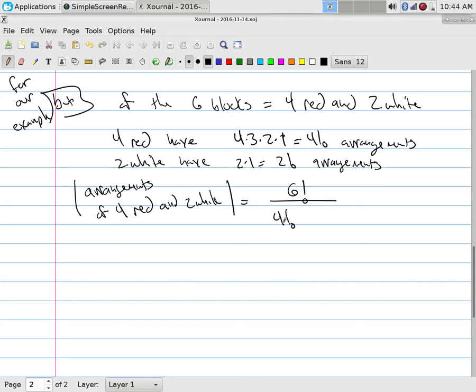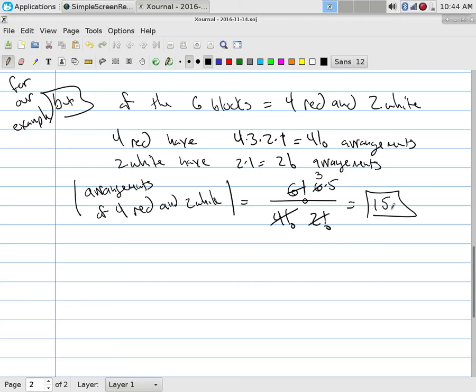Arrangements of reds are not anything new. Arrangements of white objects are not anything new. So I could leave it like that. But how could I simplify it? 4 factorial goes into 6 factorial, and what would be left over? 6 times 5. But 2 factorial is actually 2, and 2 goes into 6 3 times. There are only 15 ways. And so that's the division rule.